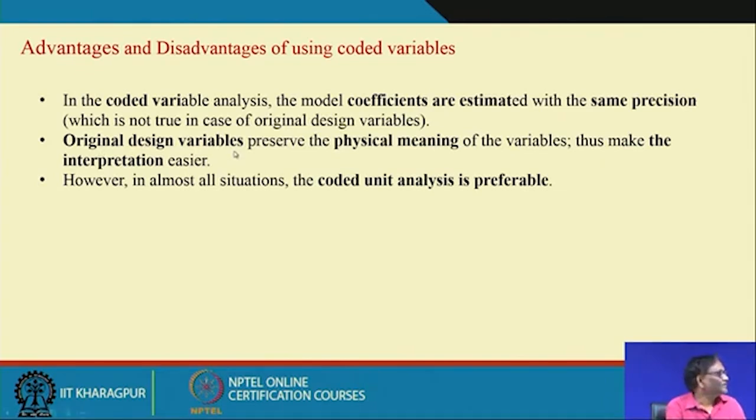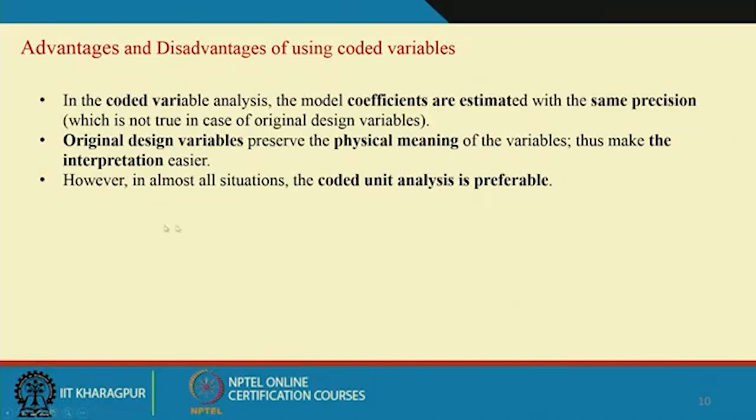Original variables preserve the physical meaning of the variable. That is the main advantage of using original or engineering units, because they preserve the actual meaning of the variable and thus make the interpretation easier. But when you transform to coded variables, that is lost, and they become dimensionless. So you have to be careful while interpreting the results.